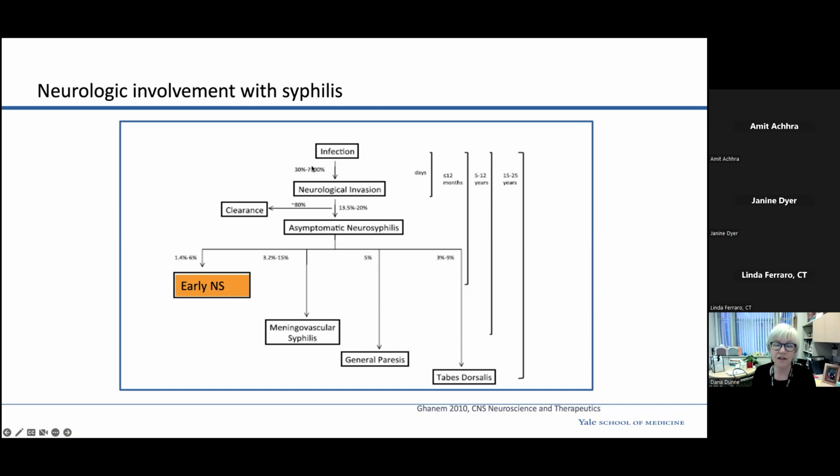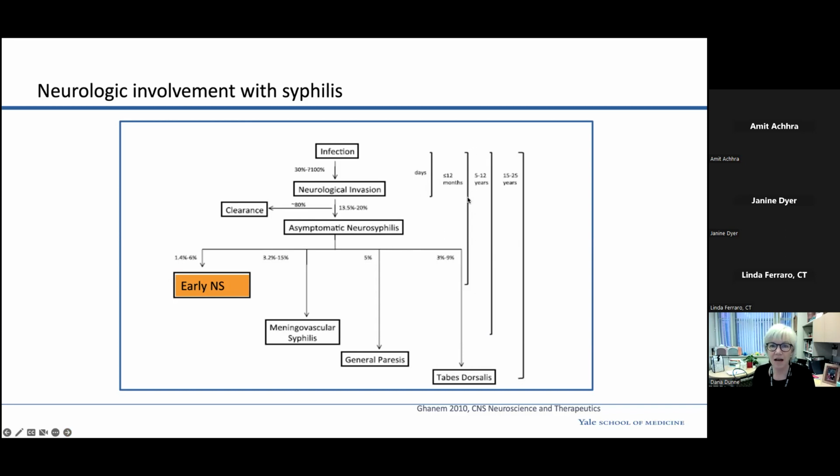So this is just a little graphic that outlines what I had talked about, that even early on in infection, a high number of people get neurologic invasion. It's a very neurotropic bacteria, but a lot of people presumably clear it out of their central nervous system or otherwise don't have any problems with it. But some people who don't clear it out of their central nervous system can be at risk for sequela, and some is early neurosyphilis and some occurs later.